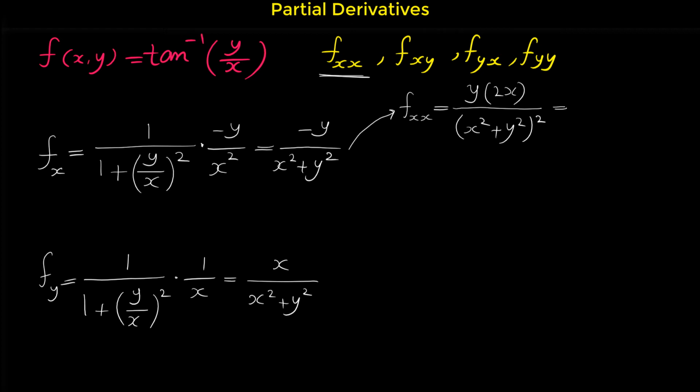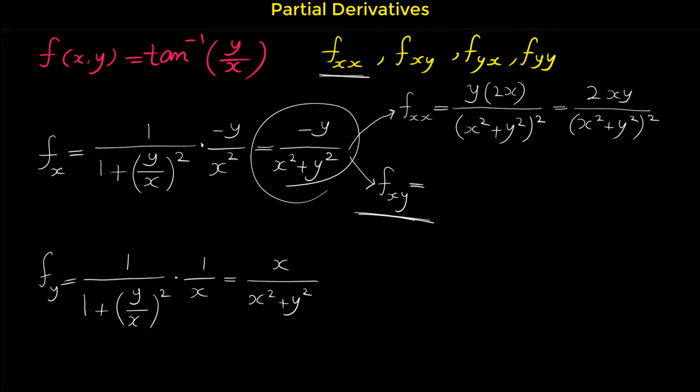And you can write this as 2xy over x squared plus y squared all squared. Now let's find f sub xy. For finding f sub xy, we have to take the derivative of f sub x, which is this expression, with respect to y.